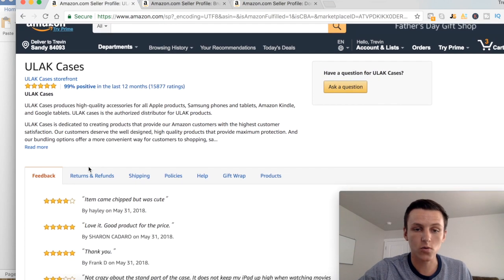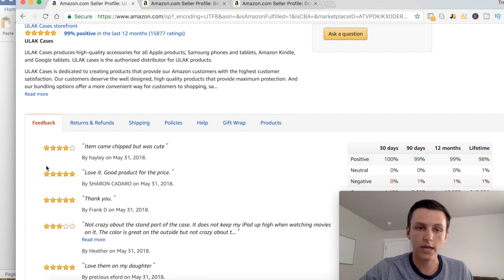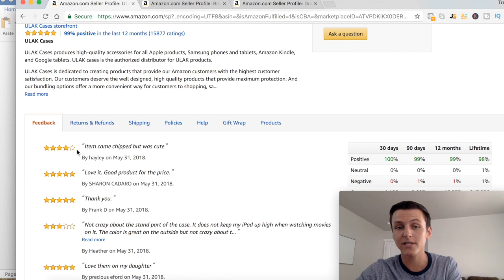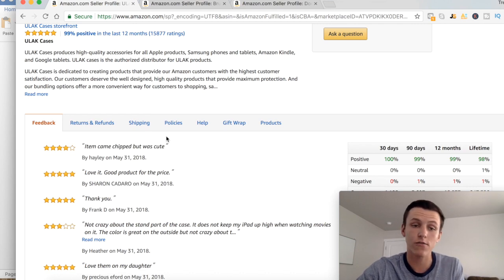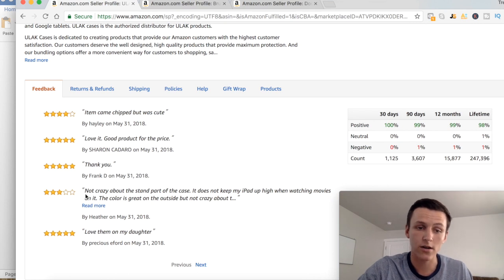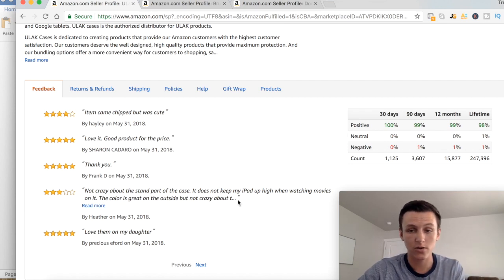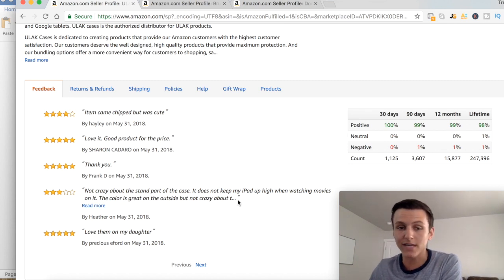Right here we're going to come down and look at the feedback that people have left. As you can see, a 4-star: item came chipped but was cute. Technically that is talking about the product, and that should have been left underneath the product review, not the seller feedback, okay? So you could go and message Amazon and you could get that deleted. But since it's a 4-star, that's not terrible. But right here, a 3-star: not crazy about the stand part of the case, it does keep my iPad. As you can see, it's talking about the product. It's not talking about the customer service, the store, or the seller. It's talking about the product. So this review was left in the wrong place.